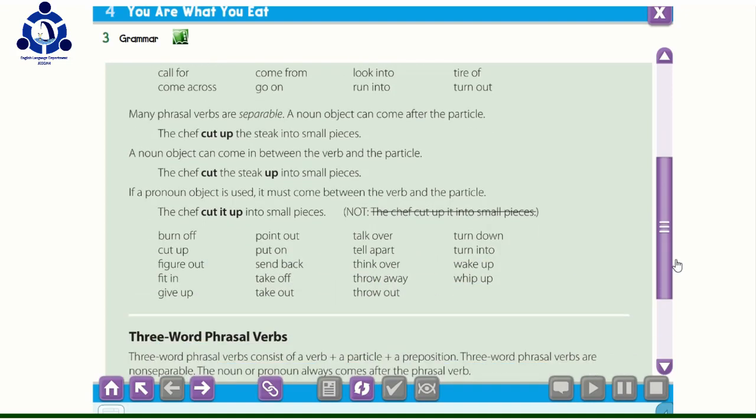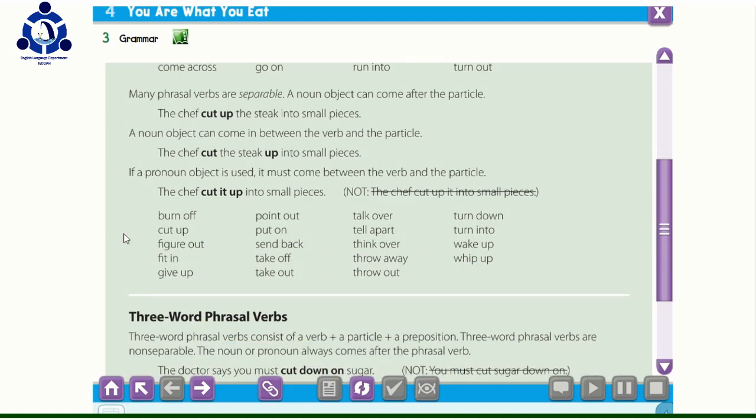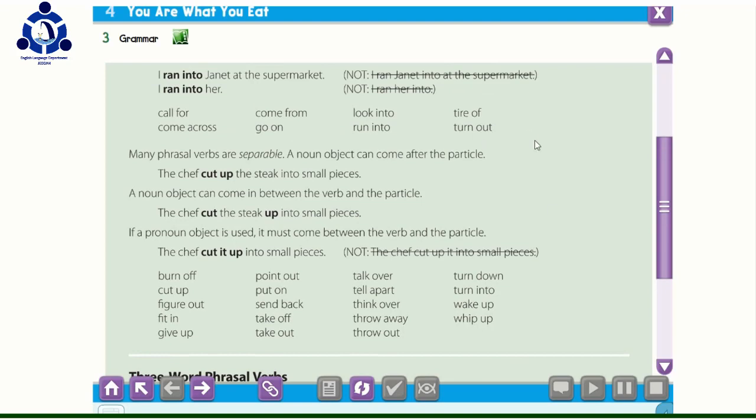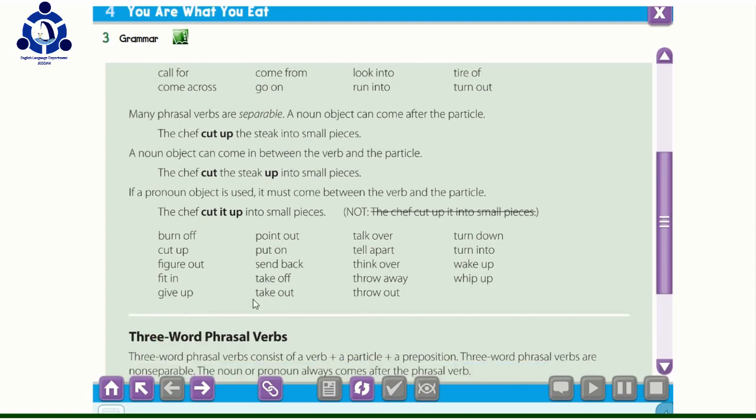Other examples of separable phrasal verbs. Look at these examples. They are a lot. They are many. Like we said here, many phrasal verbs are separable. You have more examples here in separable phrasal verbs than in non-separable phrasal verbs. Okay? Look at the examples. Also, you have to memorize these examples. With practice, you will memorize them.